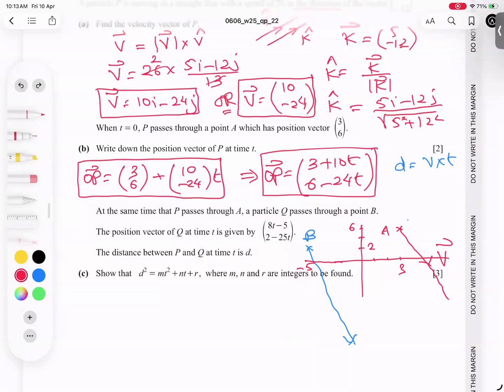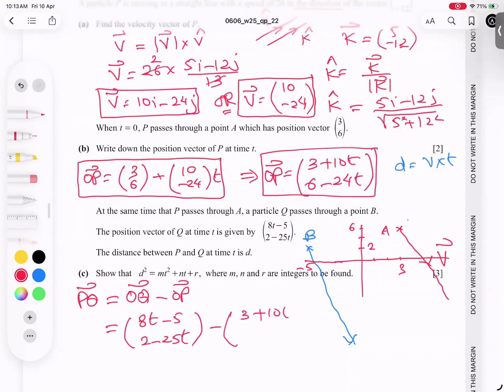I have to find the distance between OP and OQ. This is OP and this is OQ. How to find the distance PQ? So the writing technique is OQ minus OP. So OQ is this. I'm writing now here 8t minus 5 and 2 minus 25t, and OP I got on top. Okay, I think this much is very clear.